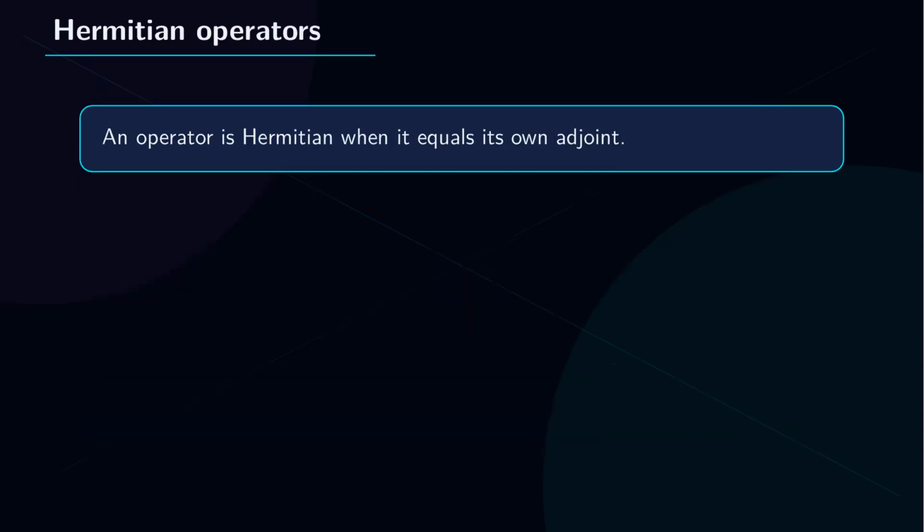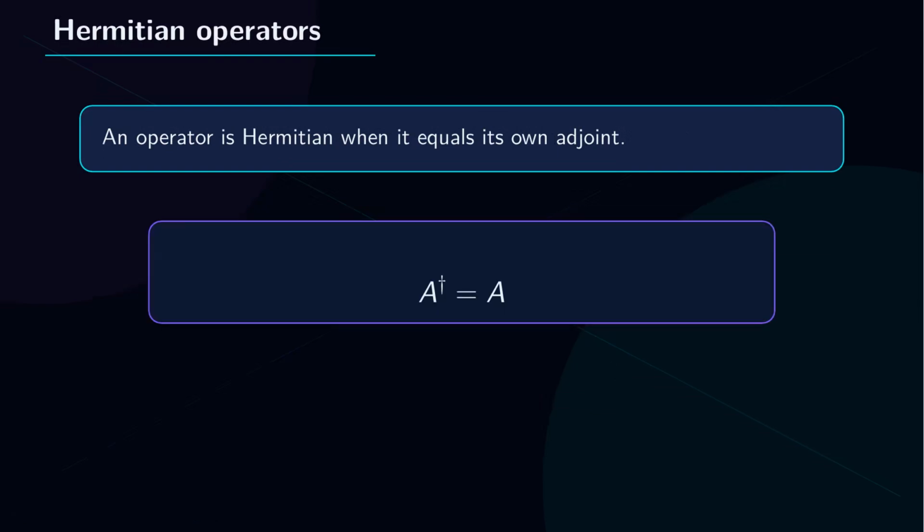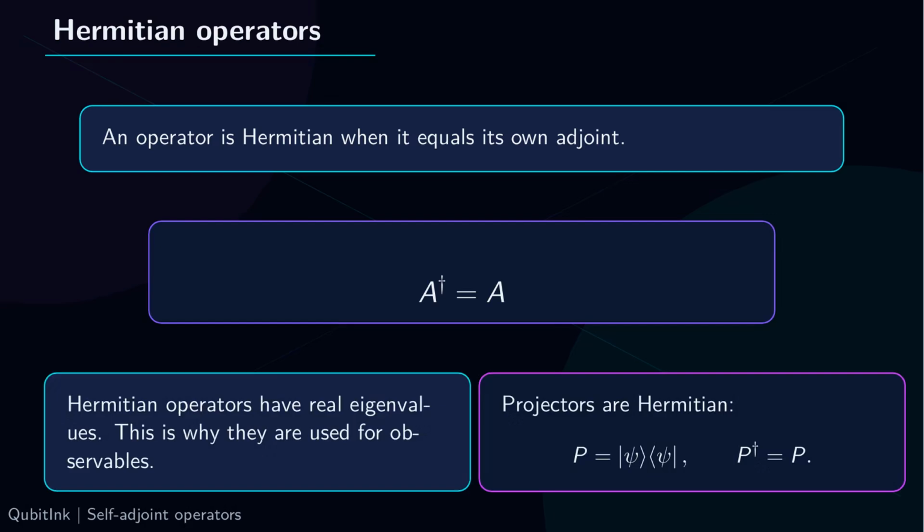An operator is Hermitian, or self-adjoint, when it is equal to its own adjoint. So the defining condition is simply A dagger equals A. Hermitian operators have real eigenvalues, which is why observables are represented by Hermitian operators. Projectors are an important example.